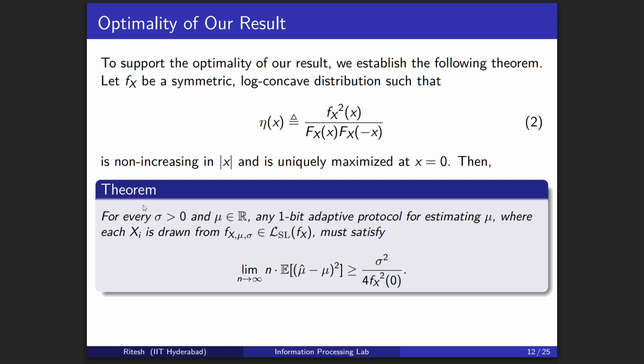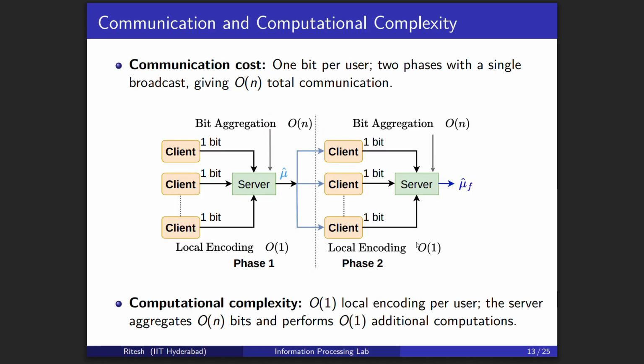Then the theorem gives the result that for every sigma greater than 0 and mu in R, any one-bit adaptive protocol for estimating mu, where each x_i is drawn from a scale-location family, must satisfy this lower bound. So this is the fundamental lower bound for one-bit adaptive protocols. This shows the optimality of our result.